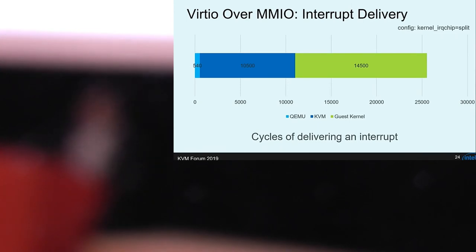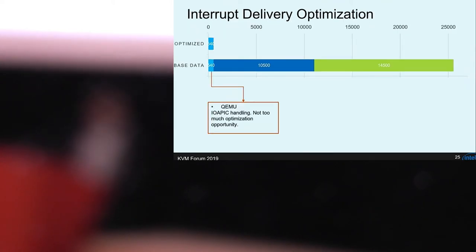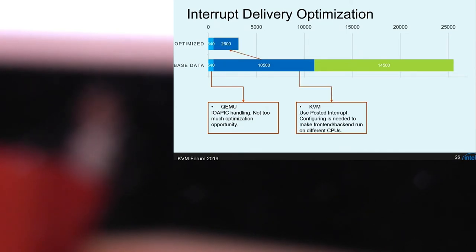Okay, we also tried to find out how fast we can achieve interrupt delivery from the QEMU device model to the guest interrupt handler. This is the number of cycles for delivering an interrupt that we measured in our machine. For the QEMU part, there's about 500 cycles. We haven't looked at the code, but there's not much opportunity for us to improve because it's mostly the IO APIC handling. For the KVM part, there's almost 10,000 cycles. But when we look at the code, it's actually not time spent in KVM itself. There's another context switch also included in these cycles.